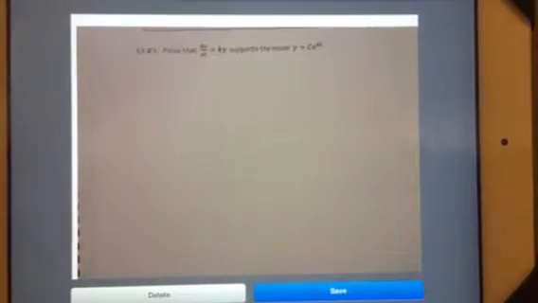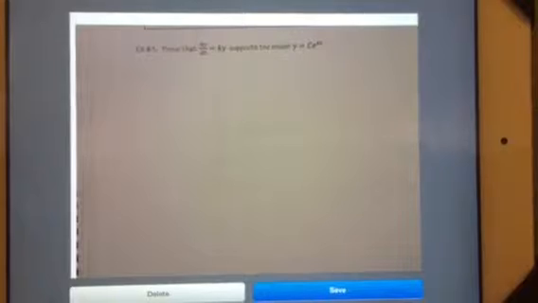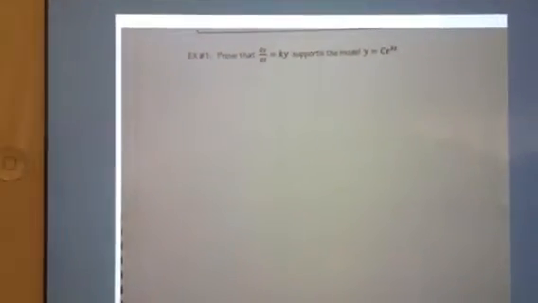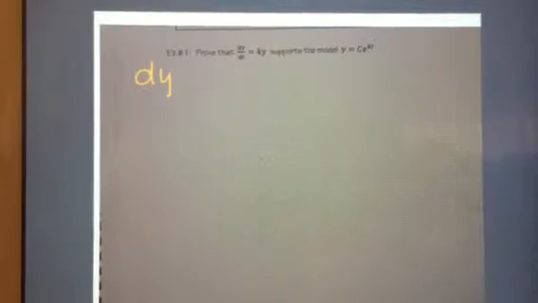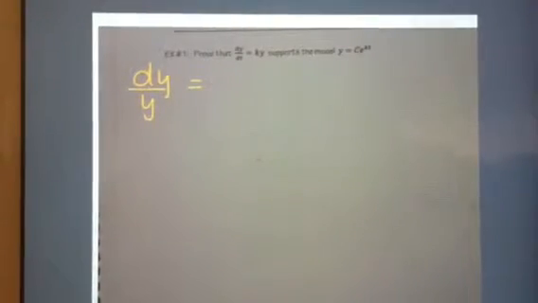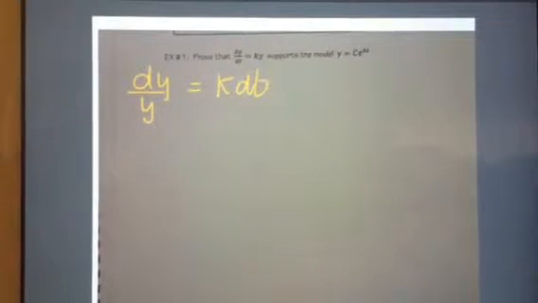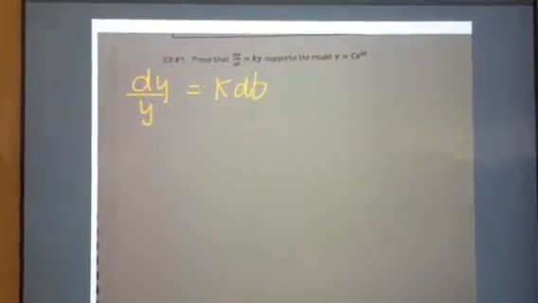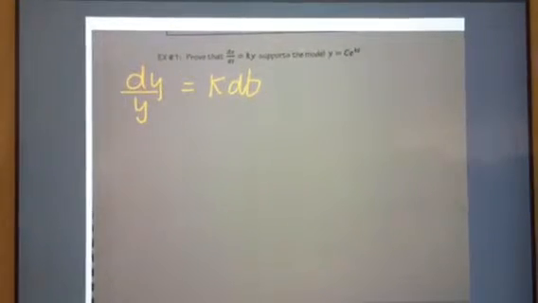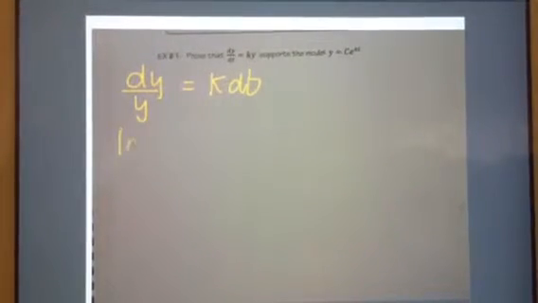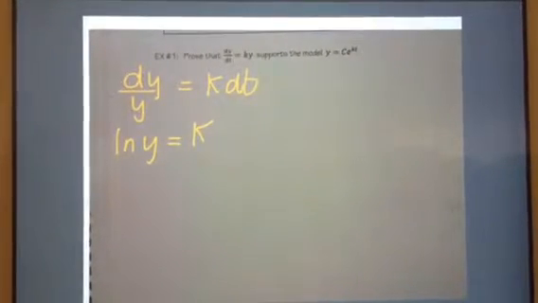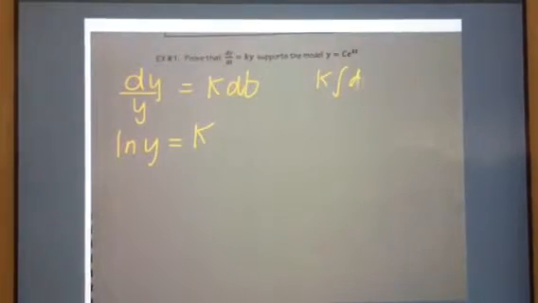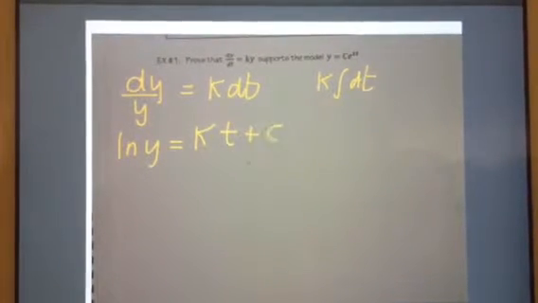So now, doing example 1, we're going to prove that dy over dt equal to ky supports that the model will equal y is equal to ce to the kt. So what we're going to do first is we're going to have our y's together. So we're going to divide by y and then send the dt to the other side. Now we're going to integrate, so then this is 1 over y dy, which is the same as ln of y, equals, k is just a constant, then you have the integral of dt, which is then t plus c.